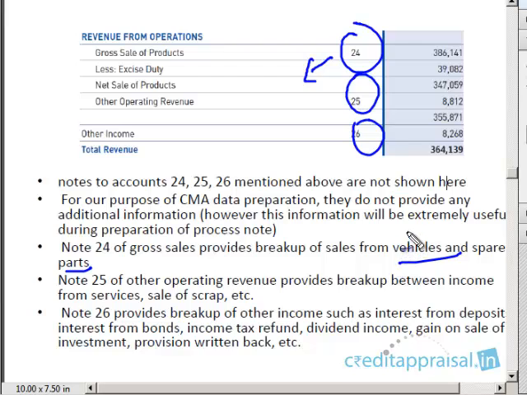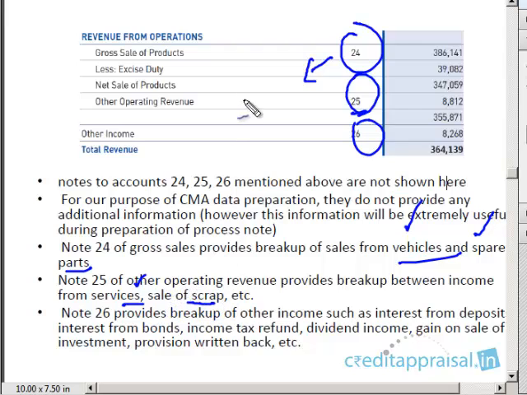Vehicles, of course, is the main product. Spare parts is also a very big business. So this schedule gives the breakup between vehicles and spare parts. Schedule 25, other operating revenue, provides the breakup of income from services and sale of scrap. Maruti Suzuki also has a lot of service centers. So this is not sale, this is service. Income is also earned from these service centers.